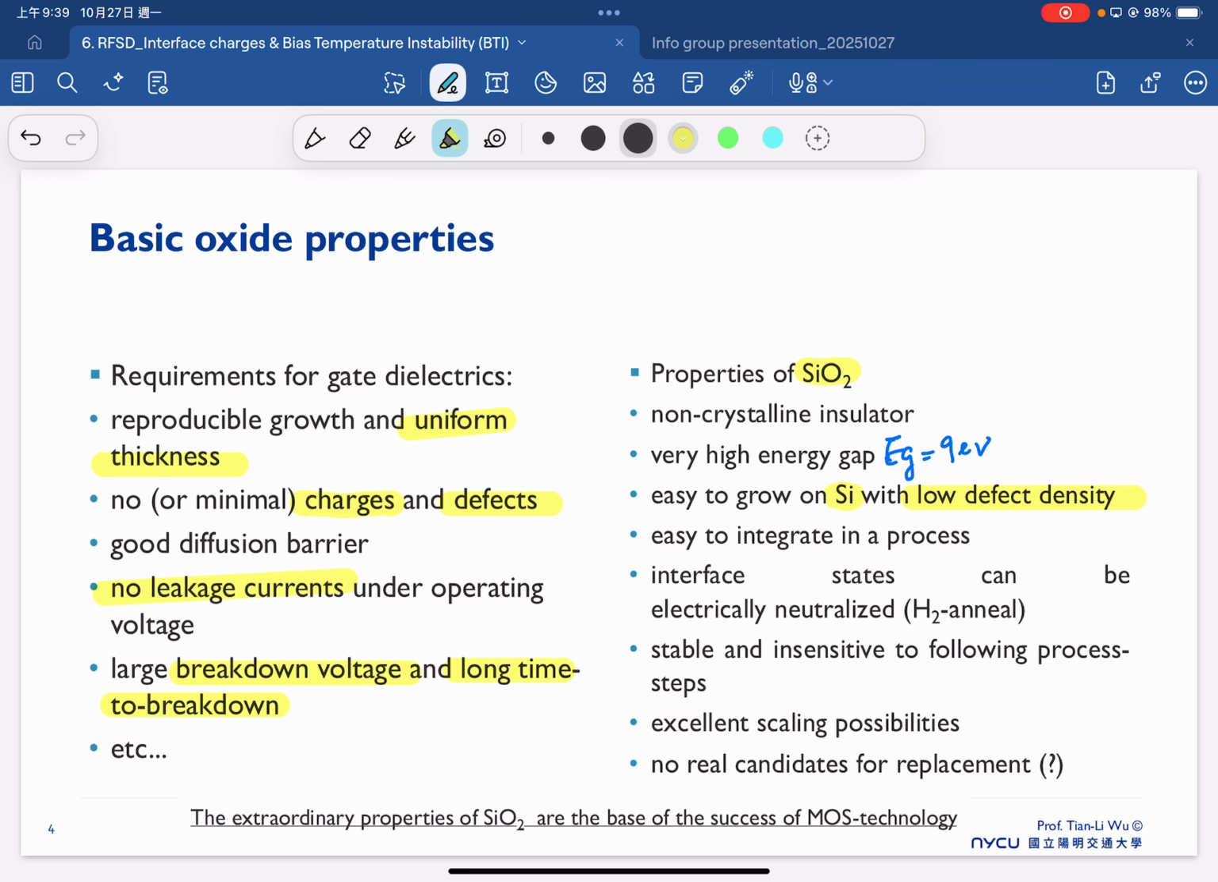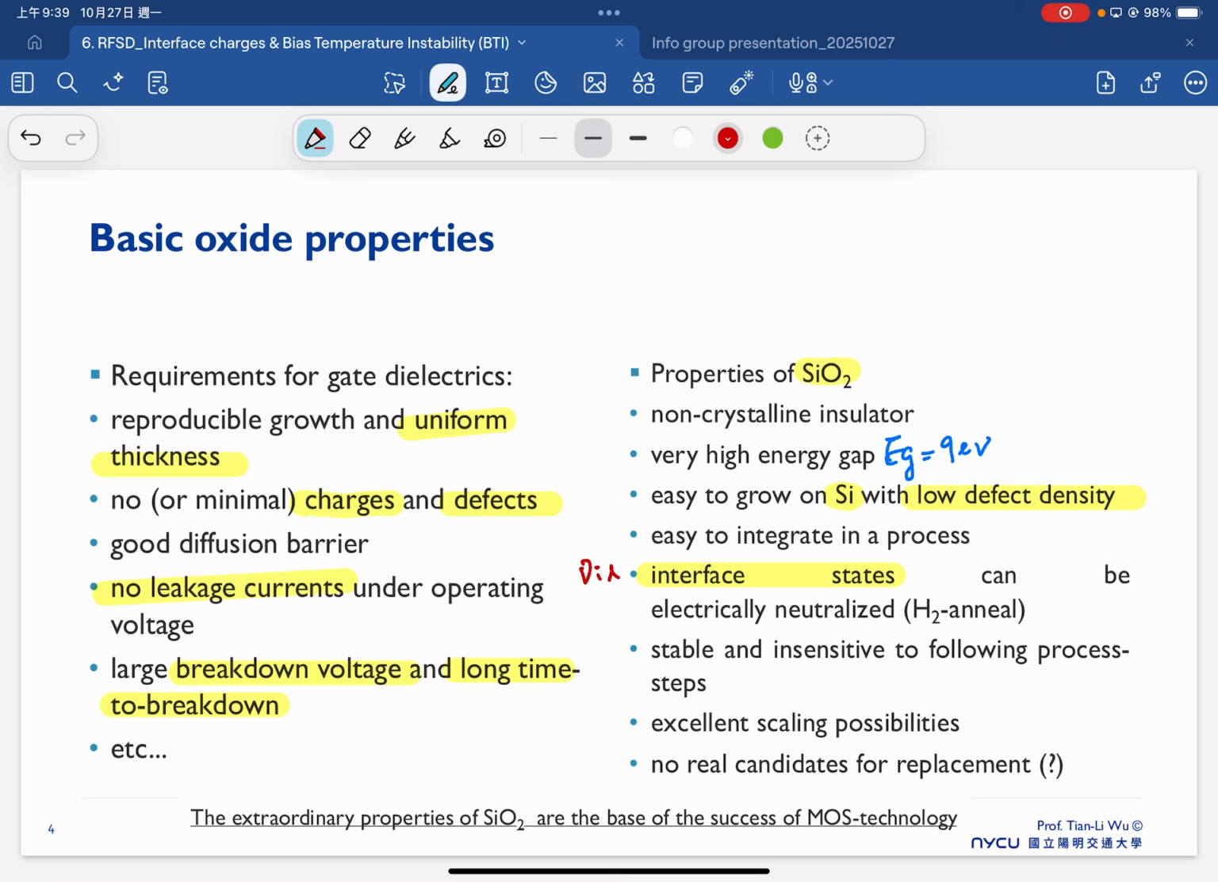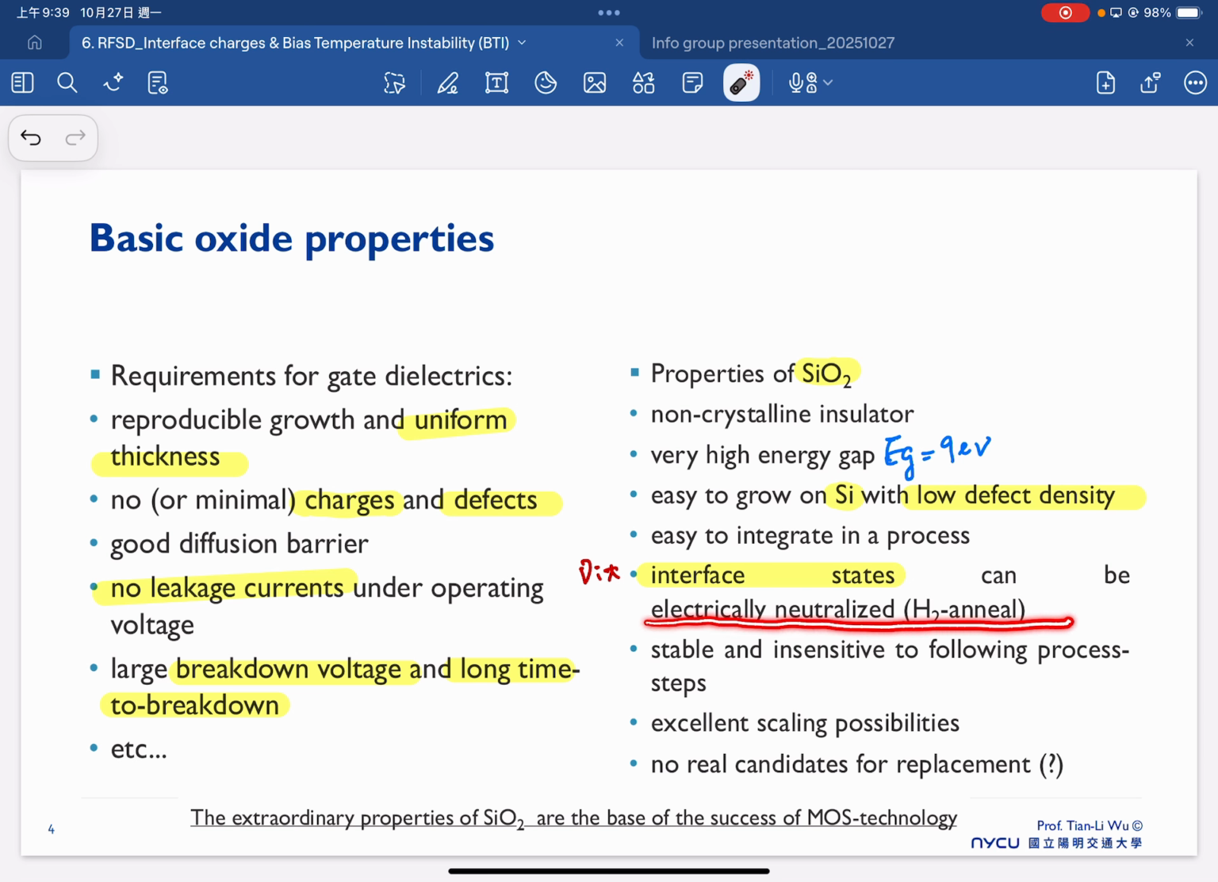And also very important is that the interface state, that's generally what we denote as DIT, can be electrically neutralized, for example, by using hydrogen annealing. So that's very well known in the case of silicon dioxide on silicon. And also it's very stable and insensitive to the following process steps.